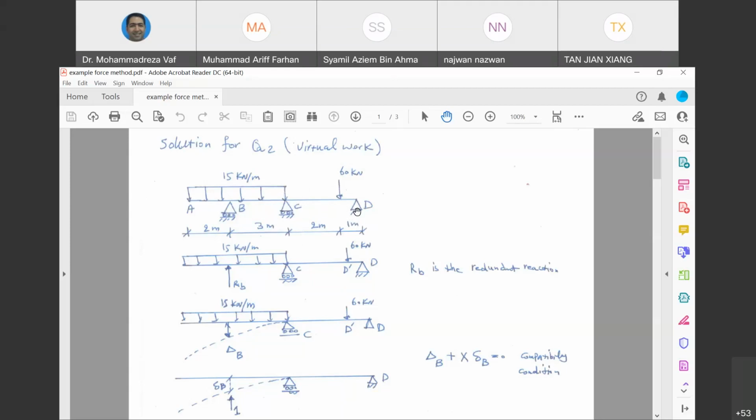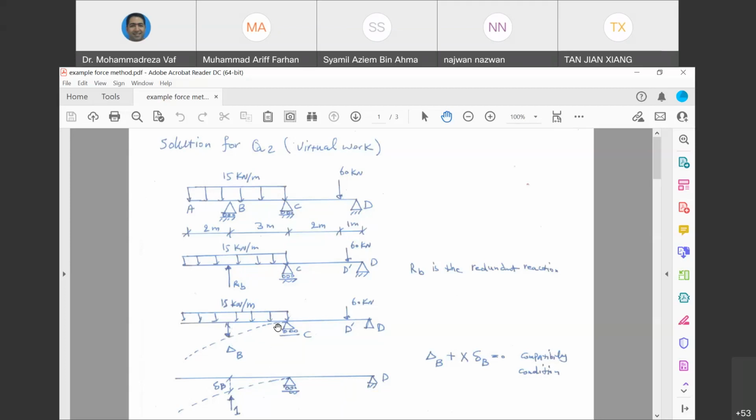Again, you need to assume which support reaction is going to be the redundant support reaction. And as we said, that support reaction shouldn't make your structure unstable. For this specific case, normally in the exam, we tell you which support reaction you need to select. Here, RB has been selected to be the redundant support reaction, meaning we are going to remove RB, and after that, we are going to have 2 structures. One structure is the one that doesn't have RB. Because RB has been removed, we have a delta B over there.